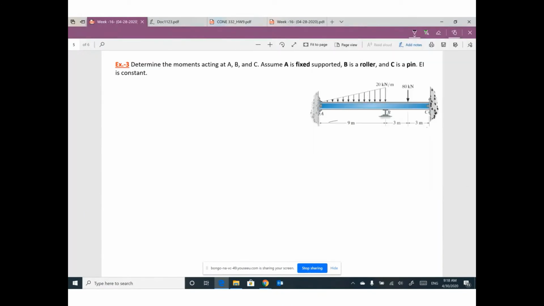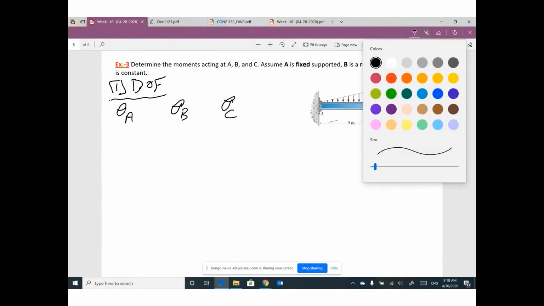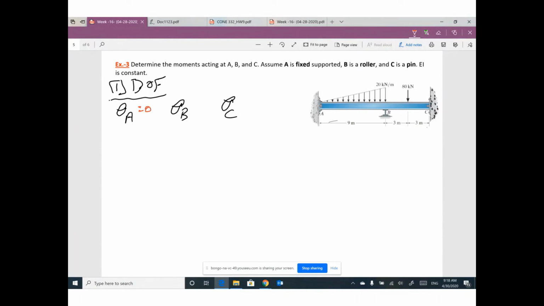First step, degree of freedom. We have theta at A, we have theta at B, we have theta at C. Theta at A is 0 because it's fixed. Theta at B is unknown because it's roller. Theta at C is 0 because it's fixed.